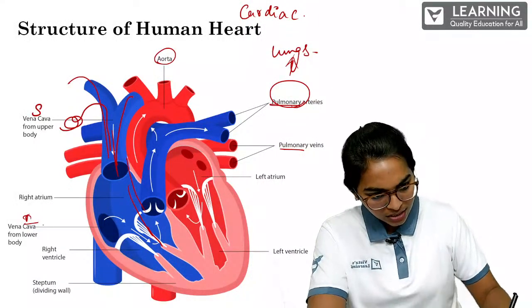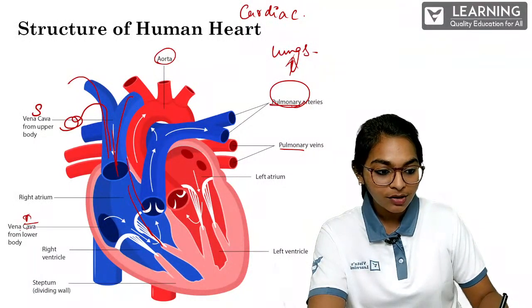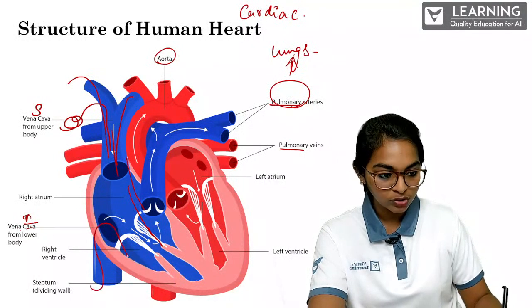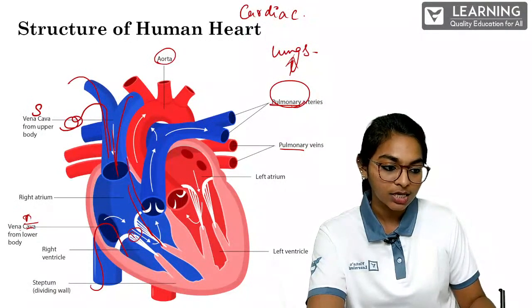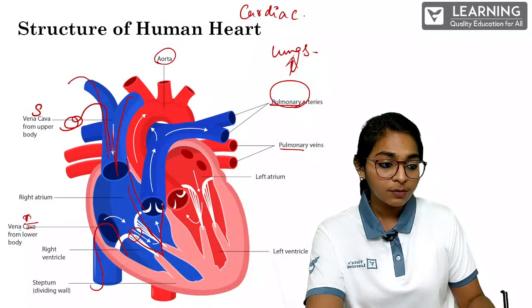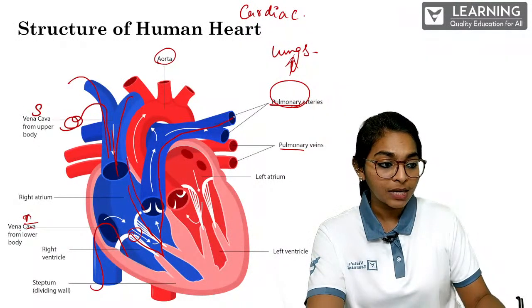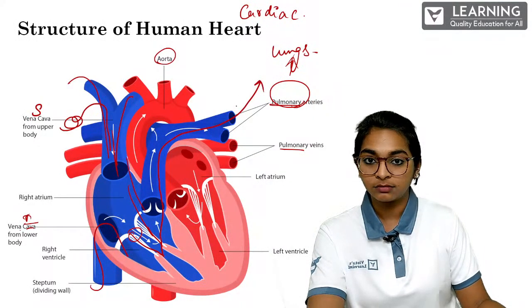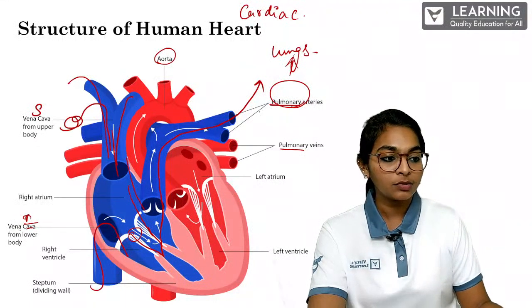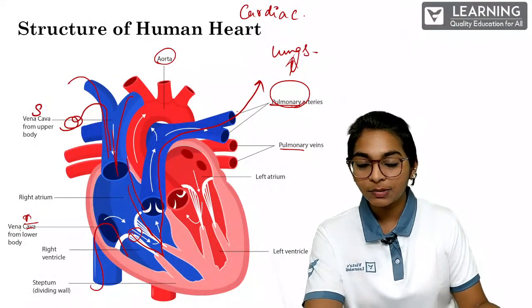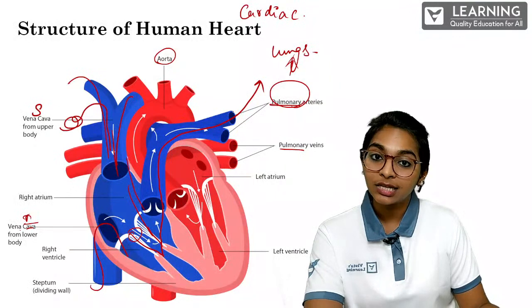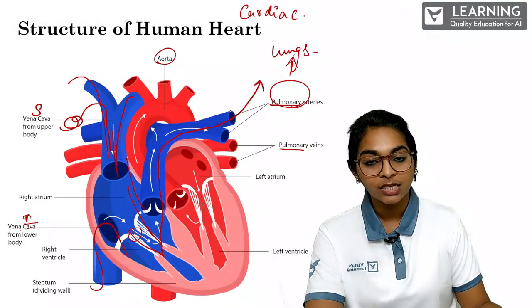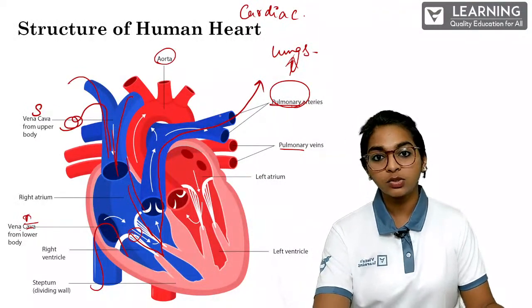From the inferior vena cava as well, it flows into the right ventricle through the tricuspid valve. From here, it goes to the pulmonary artery, and then to the lungs for purification. Is it clear? So in the lungs, what will happen?